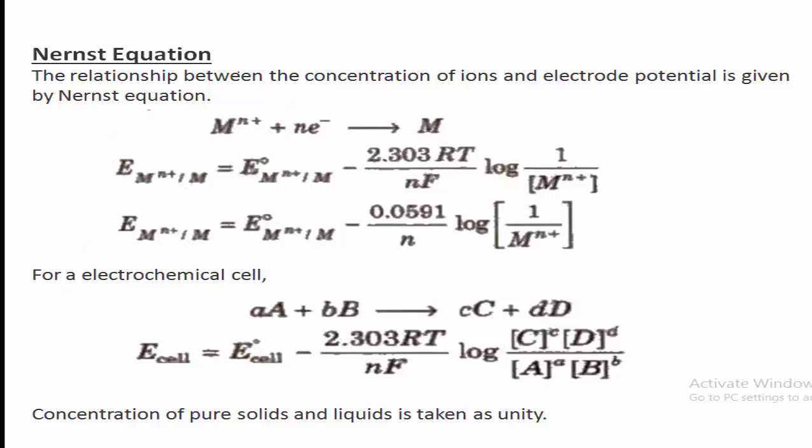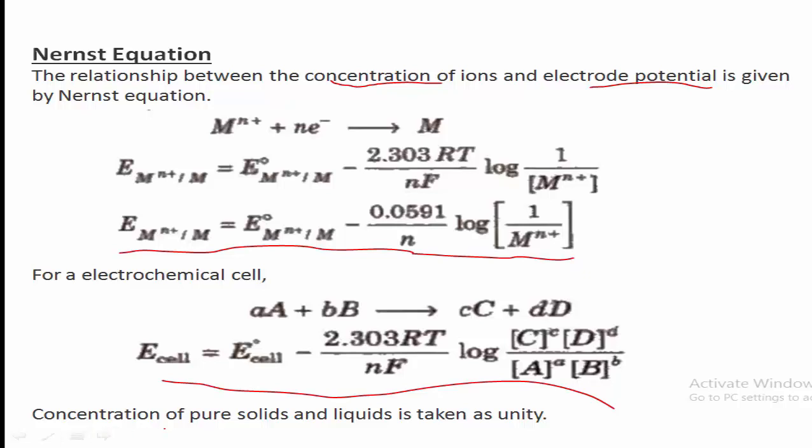So what does this Nernst equation mean? This is the equation which gives the relationship between the concentration of ions and the electrode potential. The electrode potential of a given metal is equal to the standard electrode potential of that metal minus 0.0591 divided by n log of 1 divided by [M^n+]. So for an electrochemical cell, we can represent the equation like this. The concentration of pure solids and liquids is taken as unity.